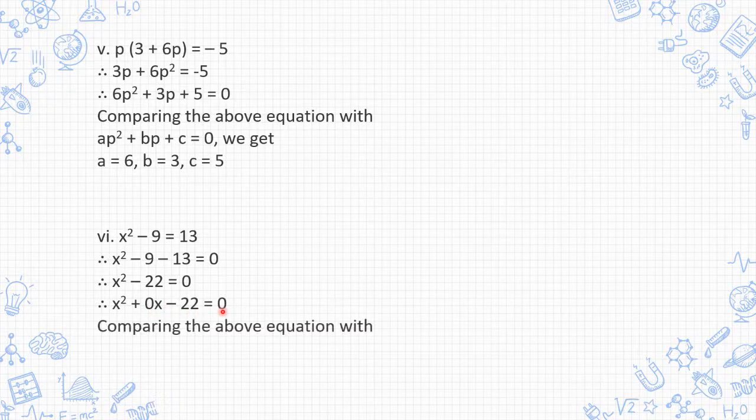Now if we compare this with the general form, ax square plus bx plus c equal to 0, coefficient of x square is 1, so a is equal to 1. Coefficient of x is 0, so b is equal to 0. And the last constant term is minus 22, so c is equal to minus 22.